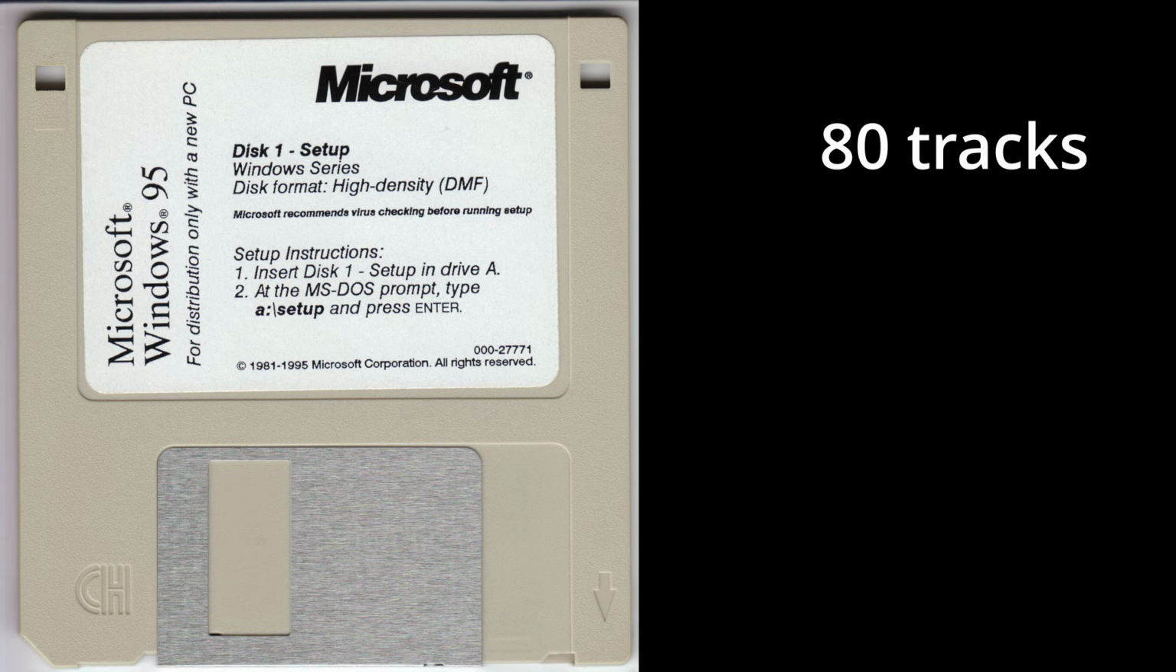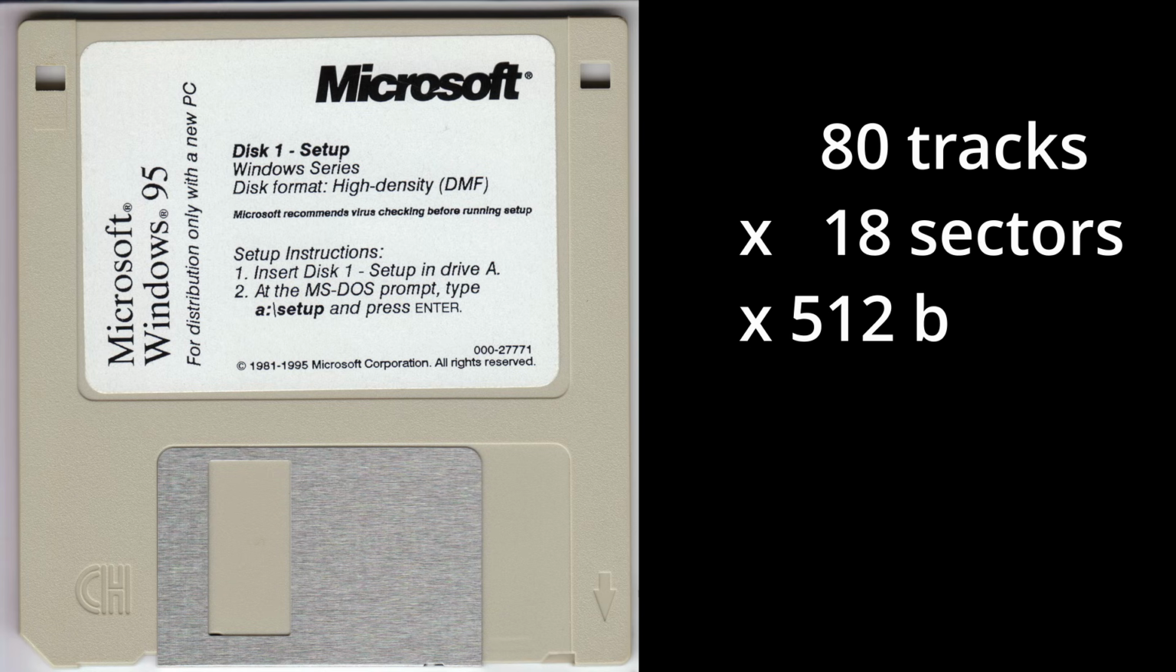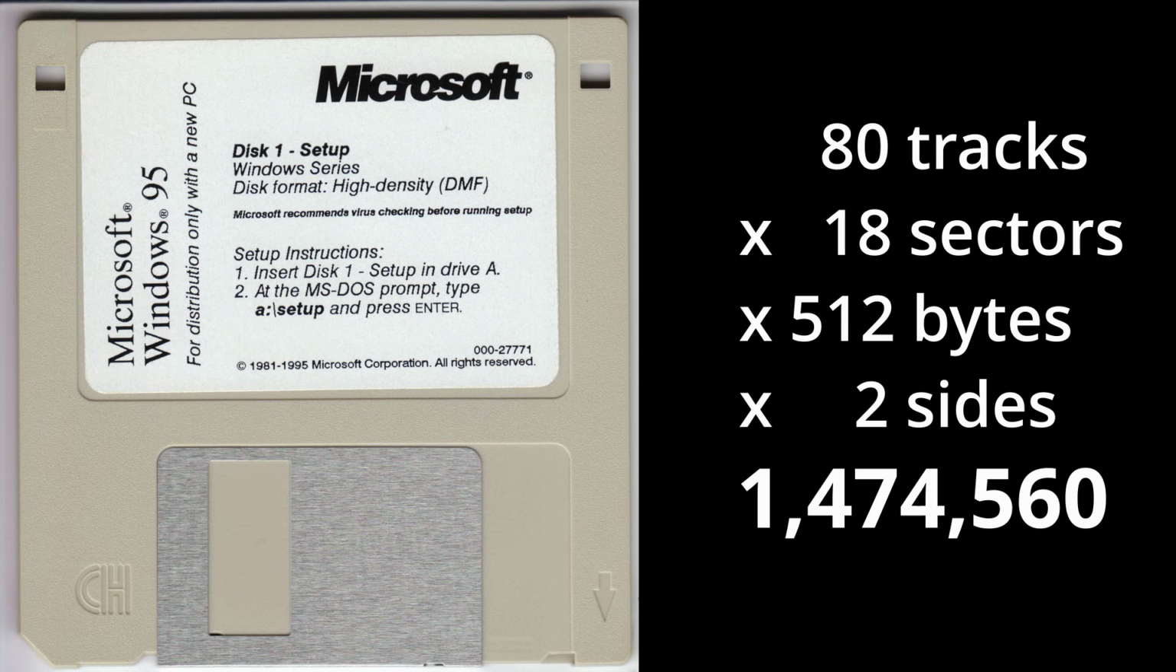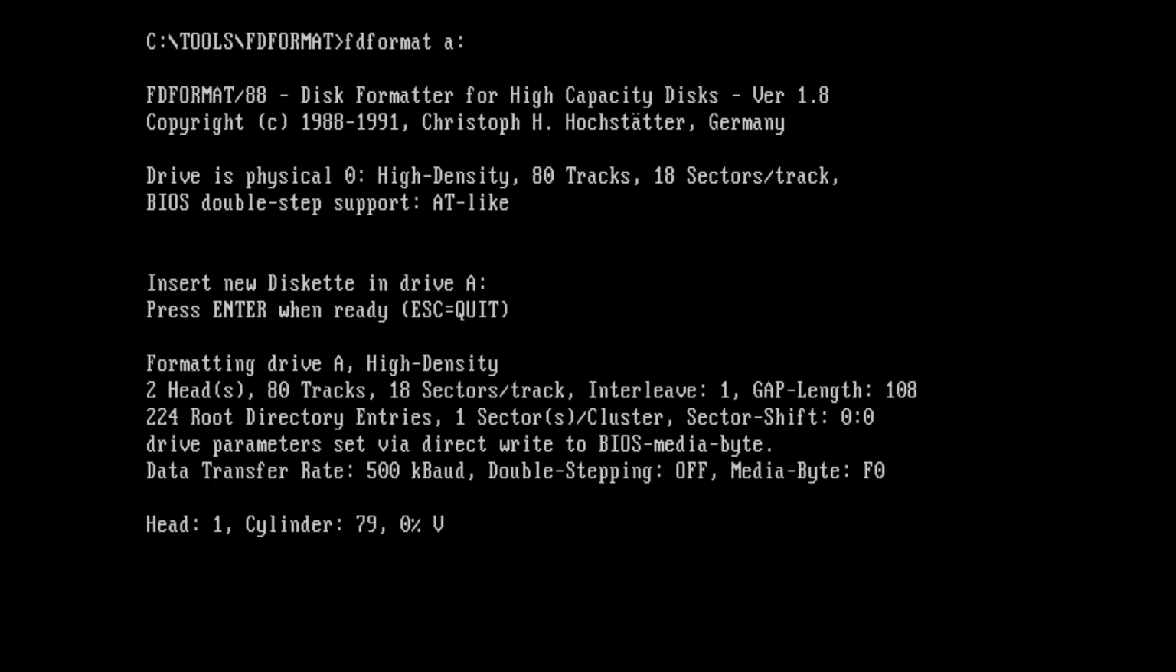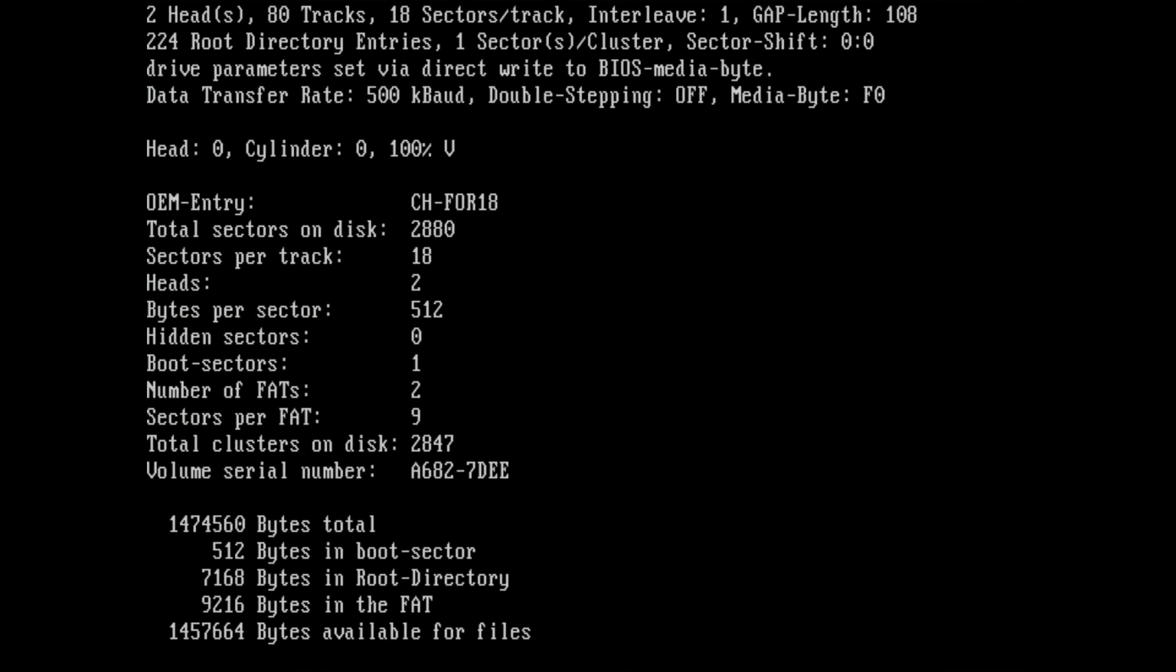80 tracks times 18 sectors times 512 bytes times 2 sides. This is a total of 1,474,560 bytes. The tool I'm using in this video is FDFormat from Christoph H. Hochstetter. It provides a lot more information than the regular format tool included in DOS, and, as we will see, has a lot more features.